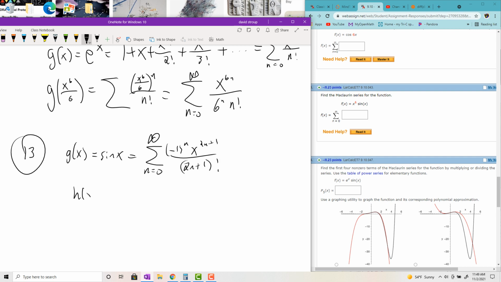And then this other function, h of x equals x to the 6, right? So if you want to know what this f of x is, you just multiply these two together. So you would have x to the 6 times this guy.